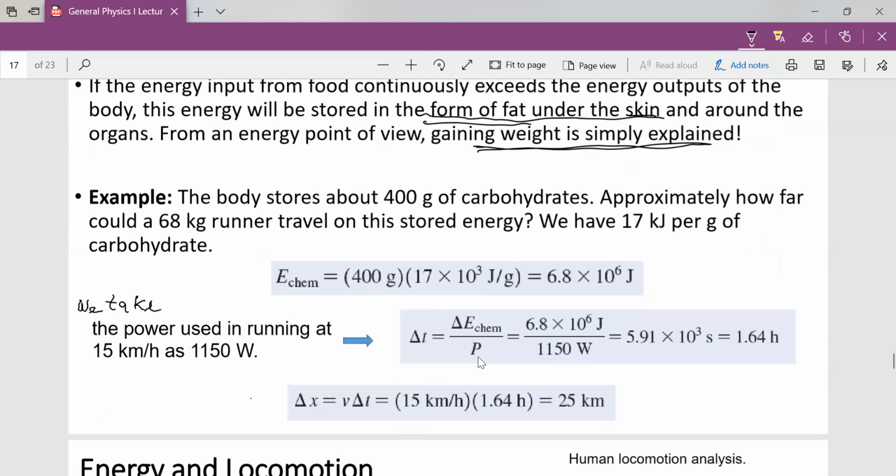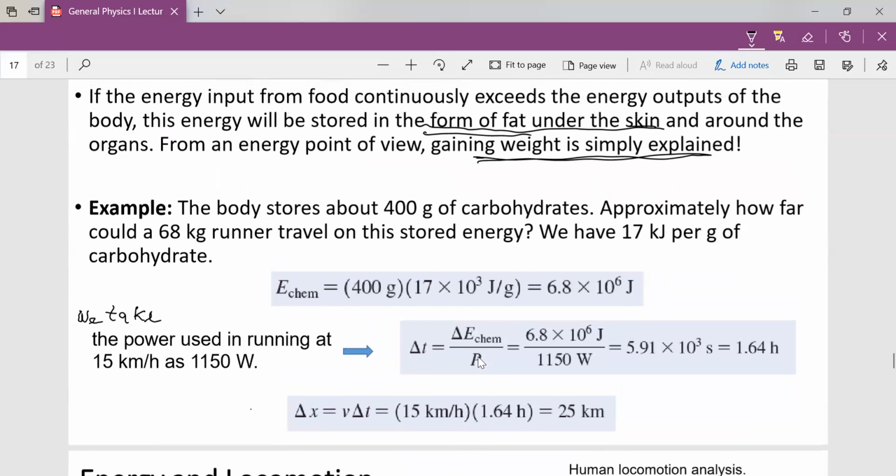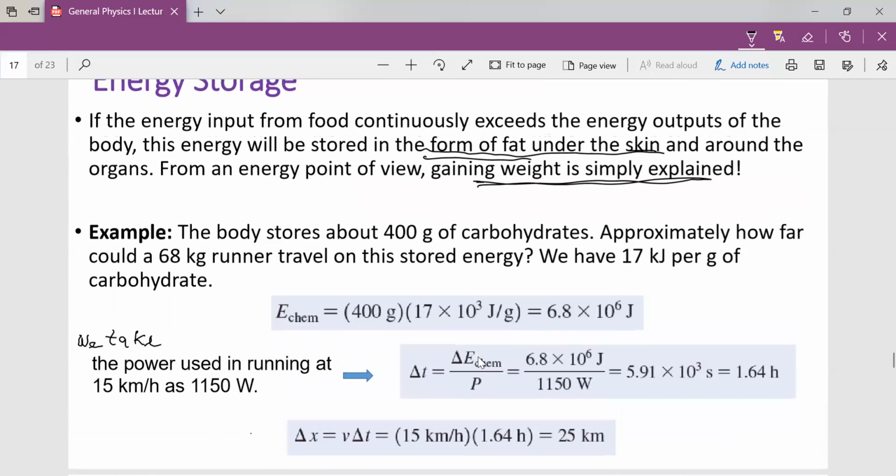Okay, so let's take quickly an example to understand also how we use up energy and how they are stored. Now, the body stores about 400 grams of carbohydrate. Approximately how far could a 68 kg runner travel on this stored energy? So what is the distance that the 68 kg runner will cover if the person already stored up 400 grams of energy in the system?